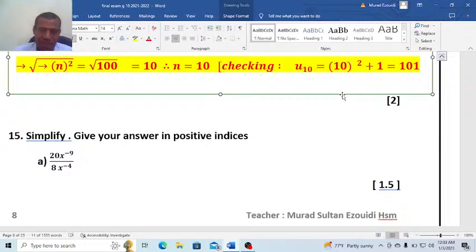So the question is: simplify. Give your answer in positive indices. This means if your answer is written in negative indices, we lose half a mark.